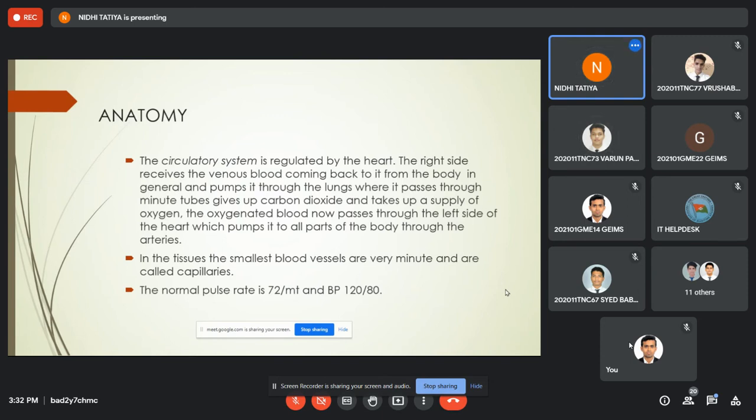Normal blood Atrium. pressure. Yes, Atrium. atrium, Atrium, Atrium and ventricle. atrium and ventricle, right and left.